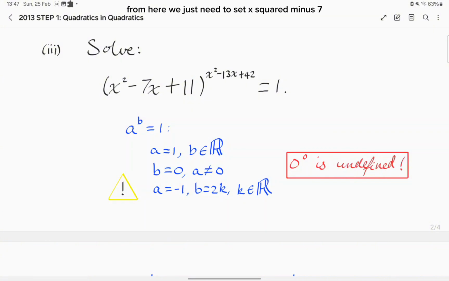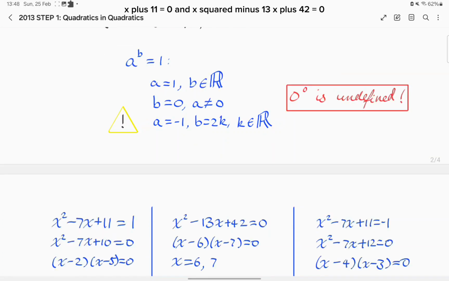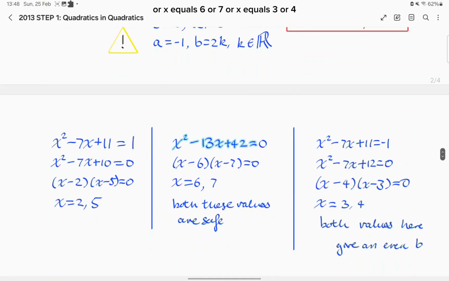From here, we just need to set x squared minus 7x plus 11 equals 1, and x squared minus 13x plus 42 equals 0, and x squared minus 7x plus 11 equals negative 1. If we solve these, we have x equals 2 or 5, or x equals 6 or 7, or x equals 3 or 4. Now, checking x equals 6 or 7, we see that both of these values are safe because they do not make a 0.